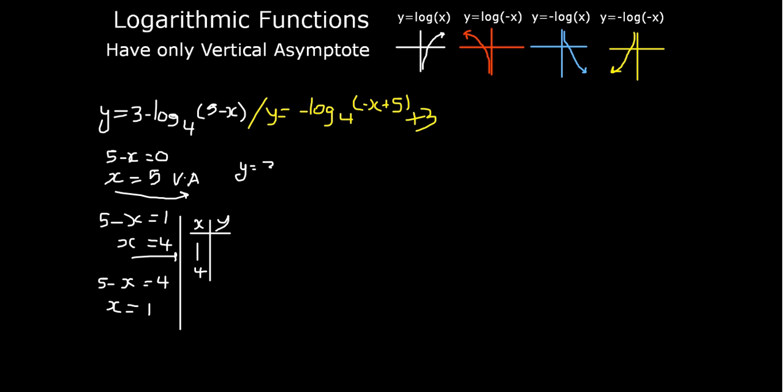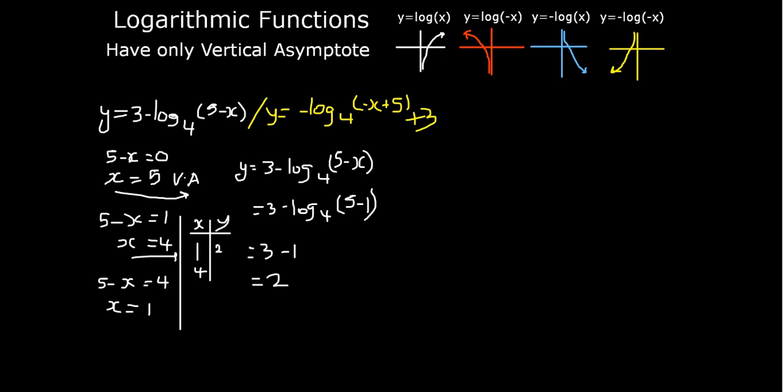y equals 3 minus log 5 minus x. Then it's 3 minus, inside, if we put 1, 5 minus 1 is 4. So which means we've got the negative log of 4 base 4, which is negative 1, because log base 4 of 4 is just 1. So minus 1 here, 3 minus 1. So 3 minus 1 will be 2. So our y here will be 2.